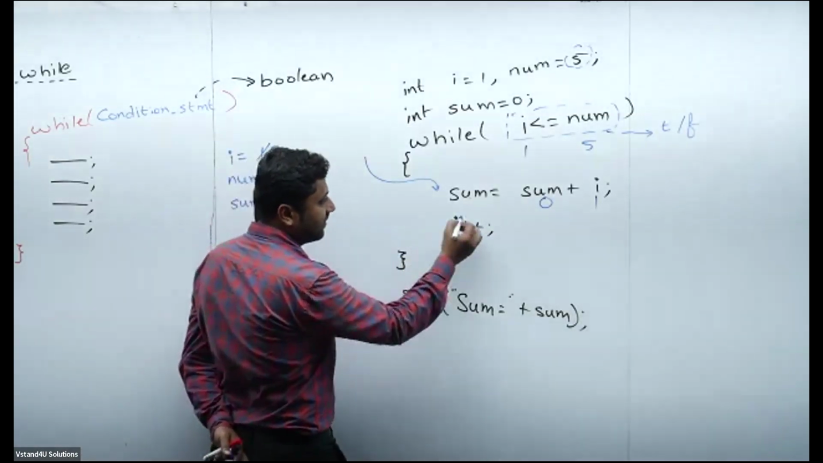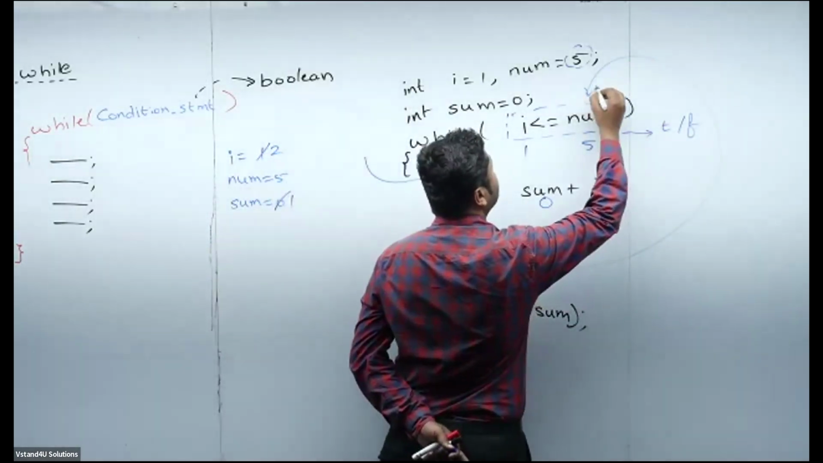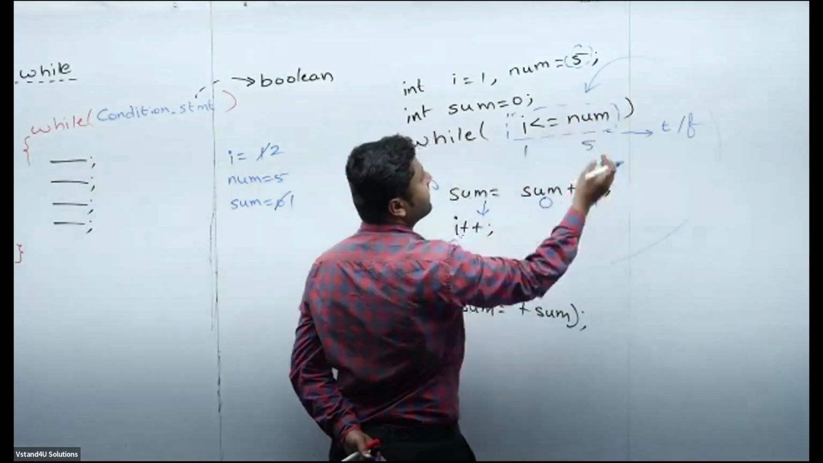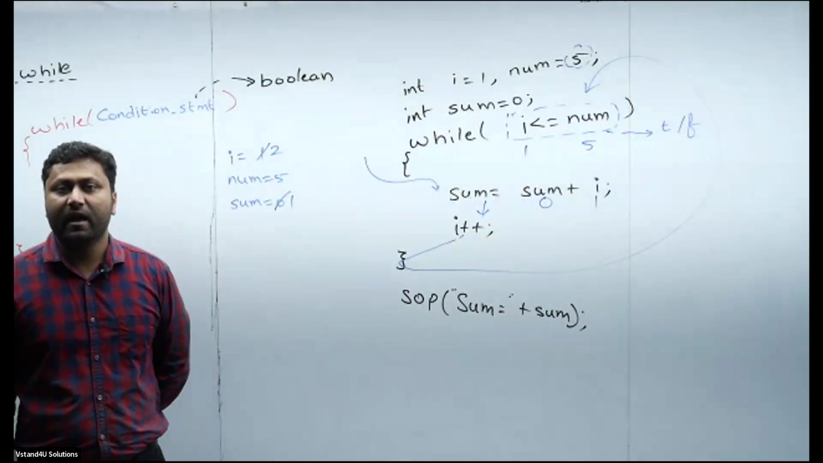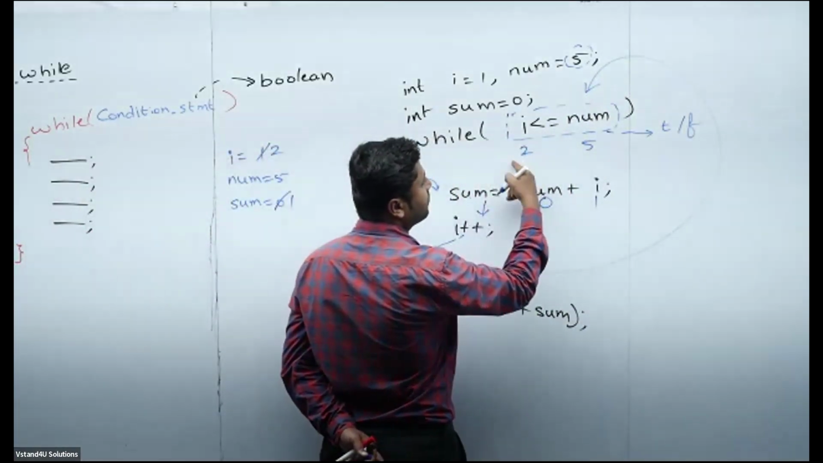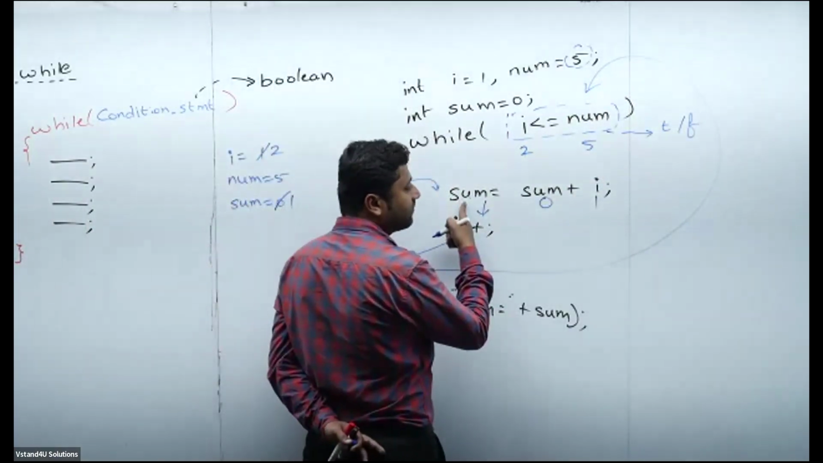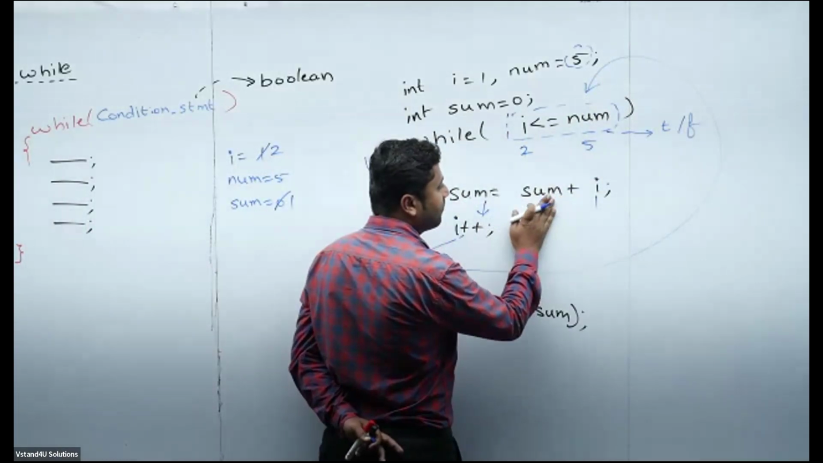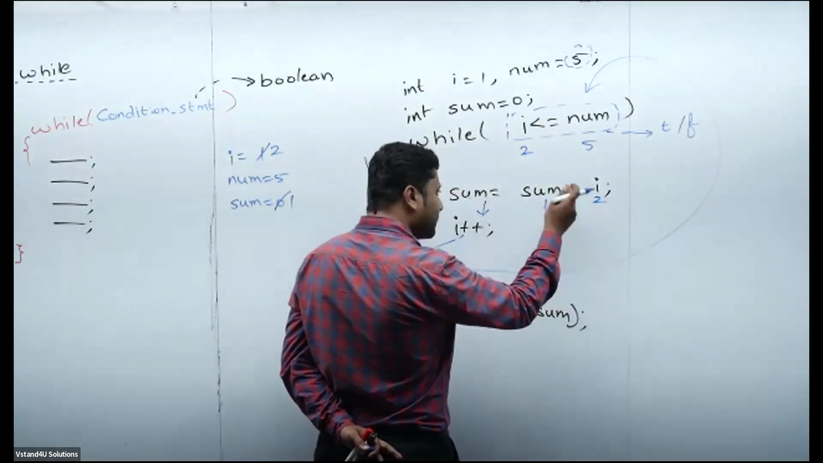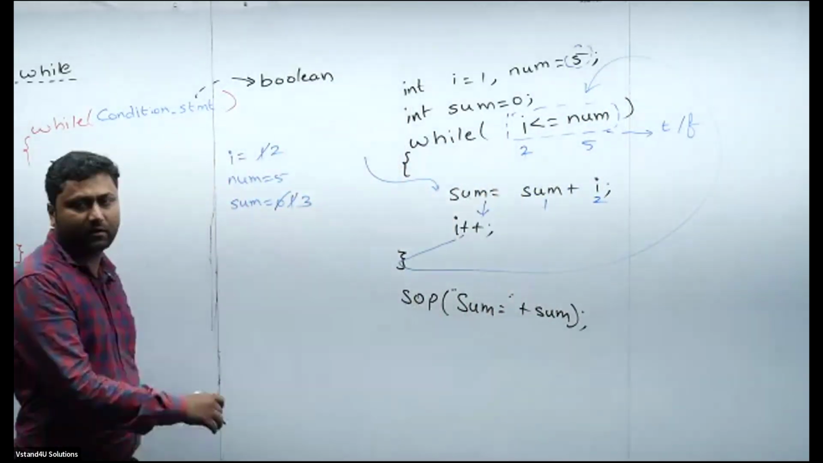Am I clear? After this, can I say this portion is done? Then it will go back and execute the condition part once again. Are you with me? Once again, now what is the value of i right now? i value is 2. 2 less than or equal to 5 condition. If the condition is true, once again sum will be assigned some value. i value 1 plus 2 will be stored in sum. Sum becomes 3. Am I clear?